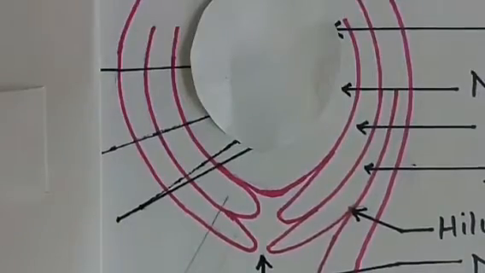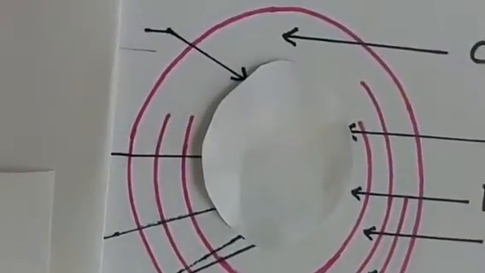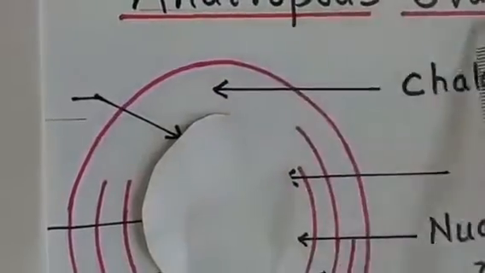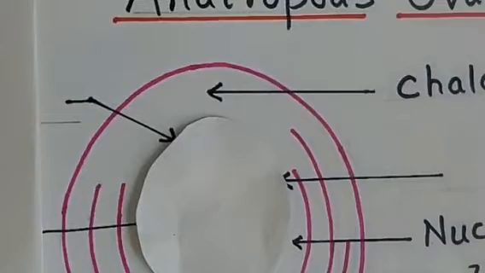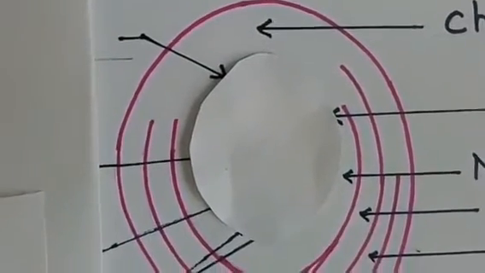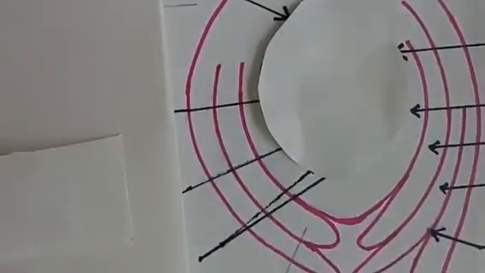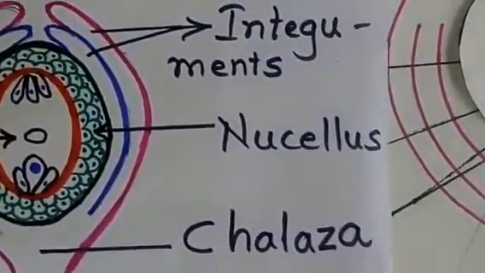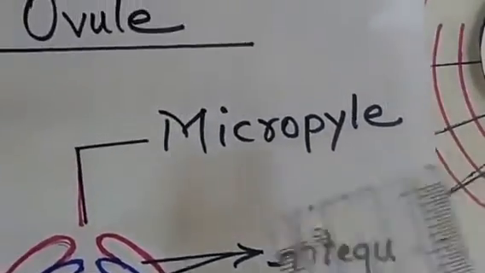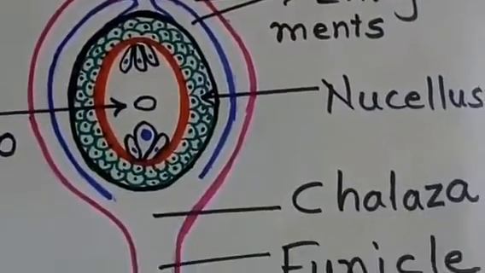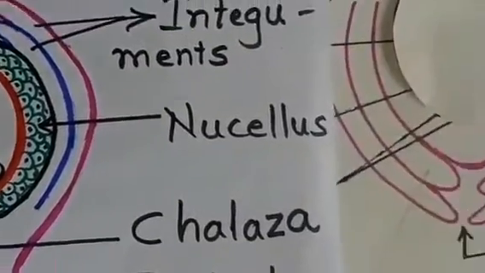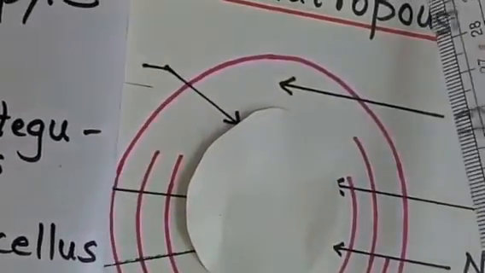Now we'll see the structure of ovule. This is the diagram of a single ovule, and this ovule is called an anatropous ovule. Anatropous ovule is the characteristic of angiosperms. Basically there are two types of ovule. One is called the orthotropous ovule and the other one is called the anatropous ovule. So this is orthotropous ovule. It looks like this, and this is anatropous ovule.